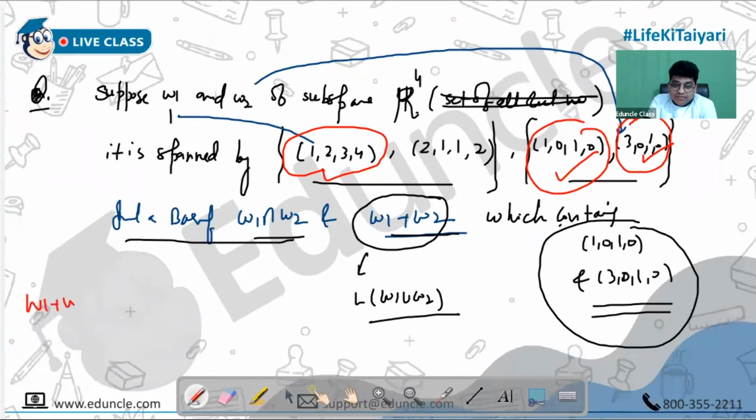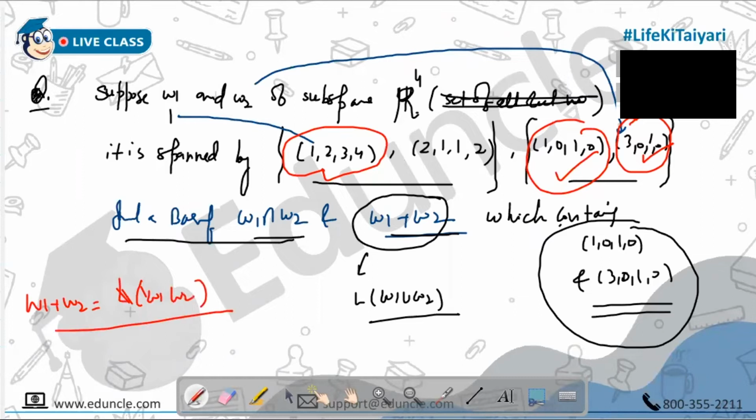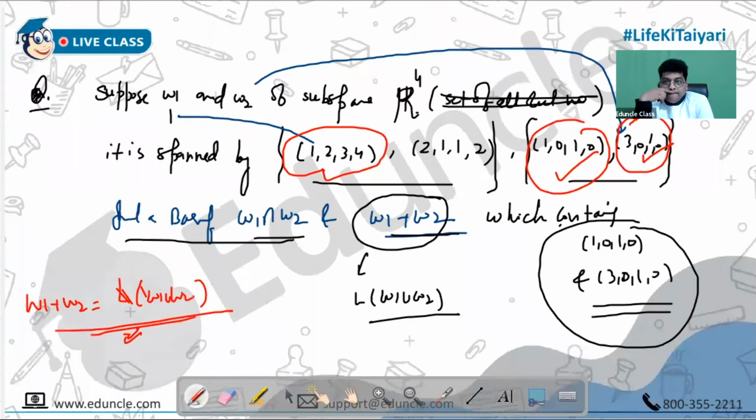W1 plus W2 is generated by W1. Yes, tell me. But the answer was like they have included those two vectors as given in the question. Along with that, they have included the W1 intersection W2 vector. First they have found the W1 intersection W2 vector.